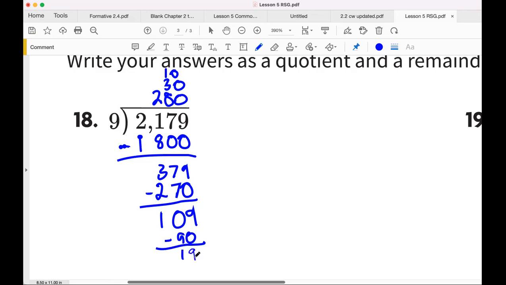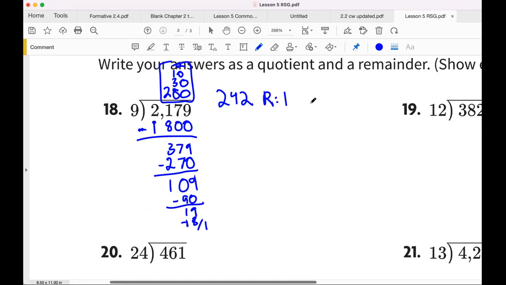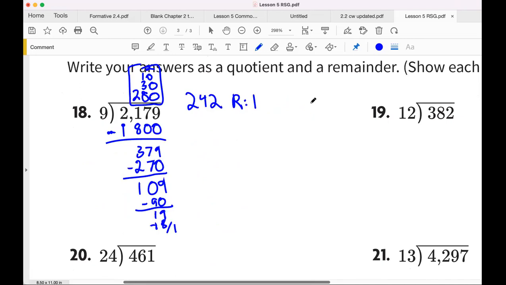19. Then we got to do 2 more. 9 times 2 is 18. So let's deduct 18. This leaves you with a remainder of 1. Let's add these up, get our quotient. So this quotient is going to be 242 with the remainder of 1. And they ask us to write our answers as a quotient and a remainder, show each step. I think that was pretty thorough, don't you think? Can even check on your calculator if need be. And it should be a pretty good approximation.